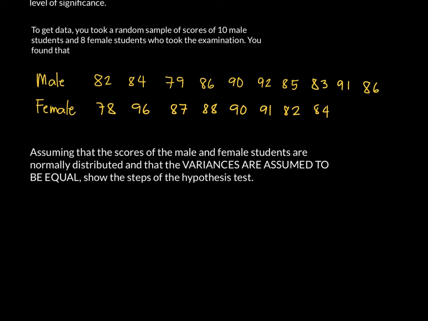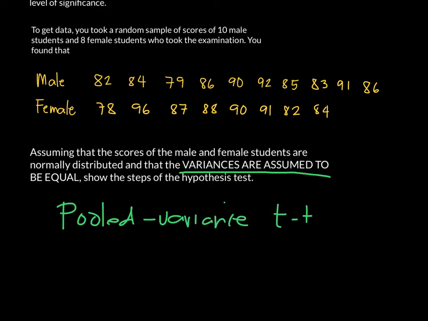And we know that we have to perform the pooled variance t-test because according to this problem, we have to assume that the variances are equal. So this sets the type of test that we have to perform. The variances are assumed to be equal, so it's a pooled variance t-test, because of the conditions. Okay, so let's start with our hypothesis test.